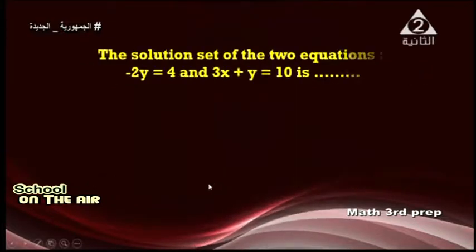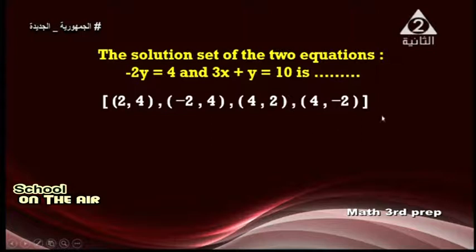Another example, the solution set of the two equations negative 2y equals 4 and 3x plus y equals 10 is... مديني كده 4 choices كده. مبدئيا أول equation negative 2y equals 4, we can get our value of y. Divide two terms by negative 2 to get y equals negative 2. بقى معايا y equals negative 2.